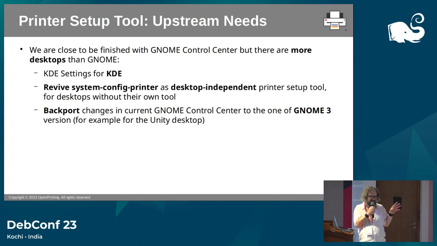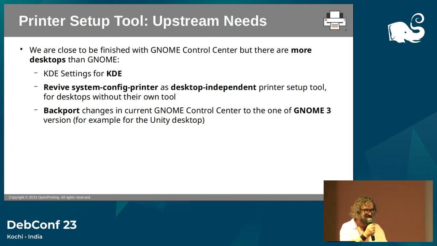And System Config Printer, which comes from Red Hat, is currently hosted on OpenPrinting. Due to lack of interest by Red Hat, as they use GNOME with GNOME Control Center, it is not developed anymore. It's discontinued. It's in maintenance mode. And we need to revive this development so that we can serve these distros, these desktop environments which are using System Config Printer.